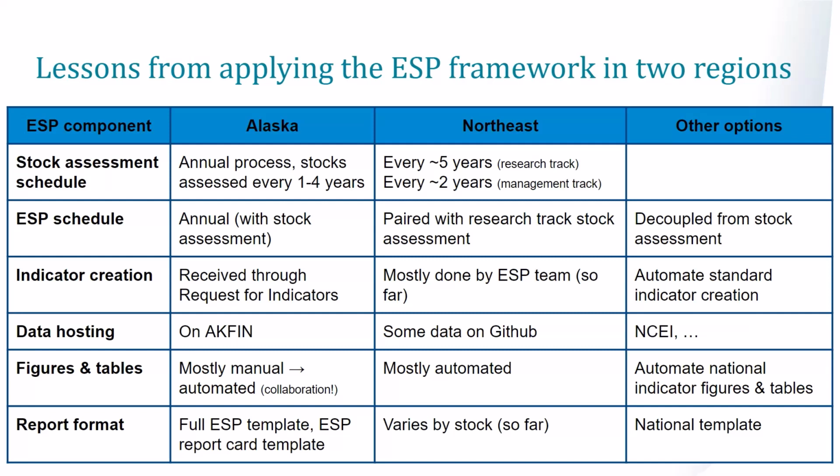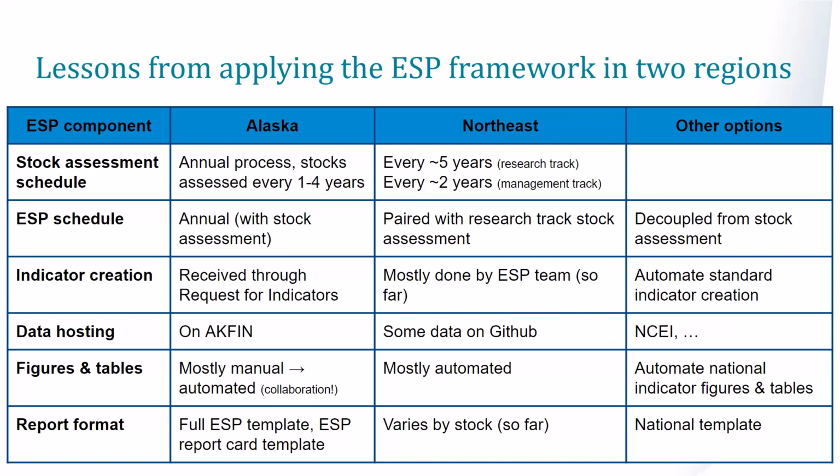And then as a result of those differing stock assessment schedules, the ESP schedules differ across the two regions. So both regions have paired ESPs with stock assessments, although that's not strictly necessary. And that's something we might like to discuss as part of our national initiative if there's potential benefits of decoupling ESPs and stock assessment. So like I mentioned earlier, in Alaska, the annual ESP timeline is pretty fast because they get a request in the late fall, and then they try to produce that ESP by the following summer so that it can be incorporated into the stock assessment modeling decisions and development.